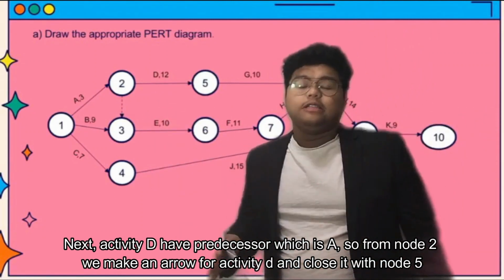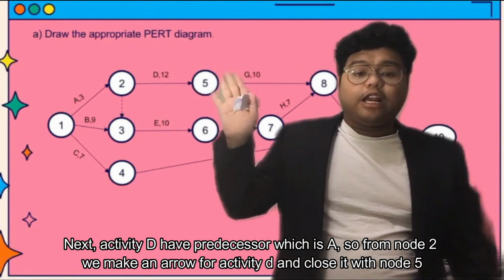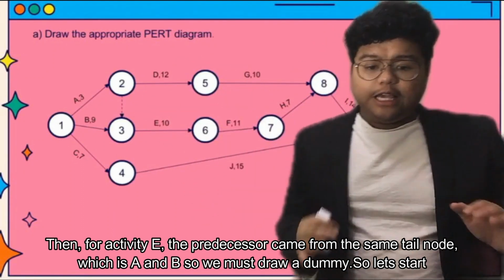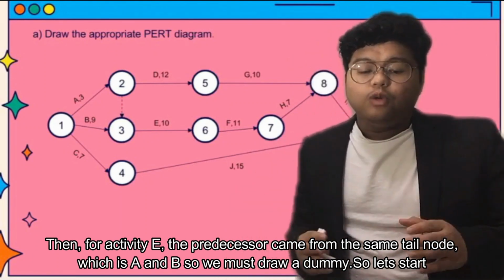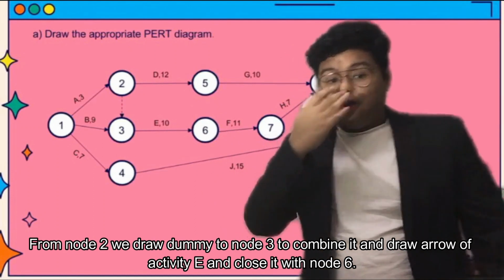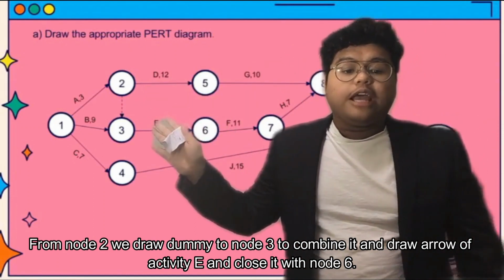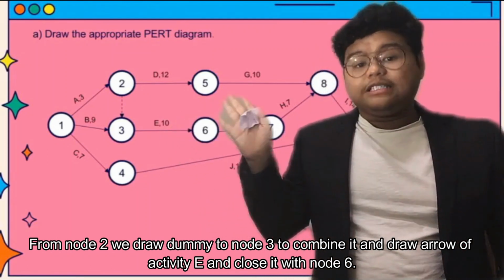Next, activity D has a predecessor, which is A. So from node 2, we make an arrow for activity D and close it with node 5. Then for activity E, the predecessors are activity A and activity B, which come from the same tail node, so we must draw a dummy. From node 2, we draw a dummy to node 3 to combine it with activity B, and draw an arrow for activity E and close it with node 6.